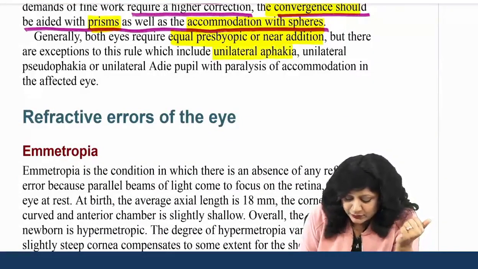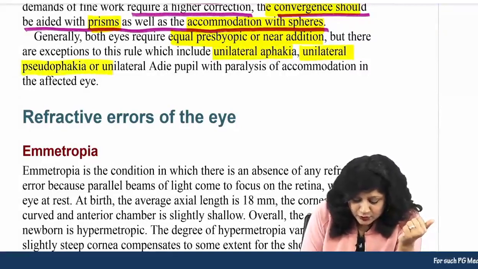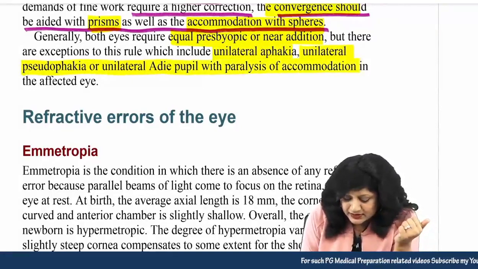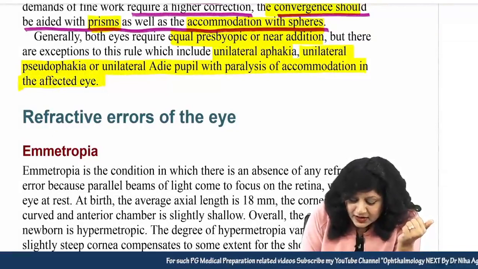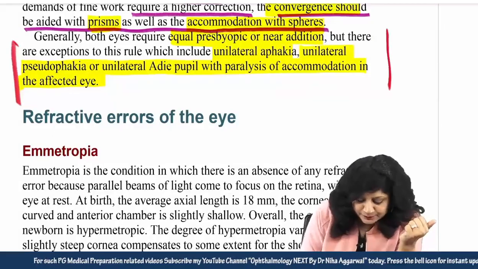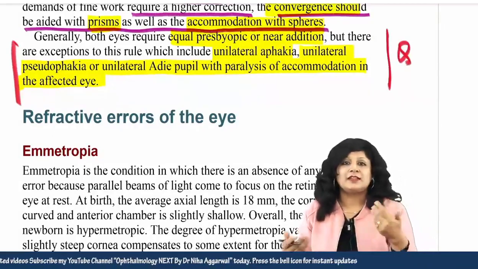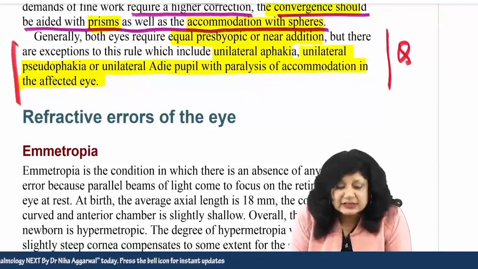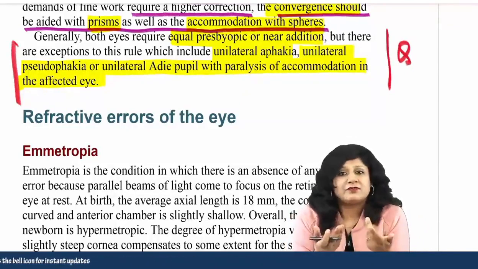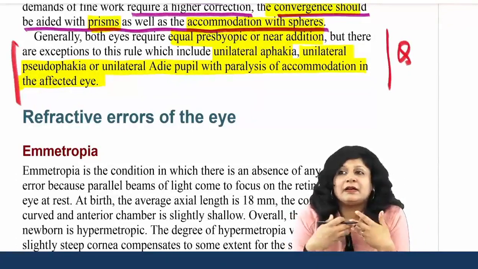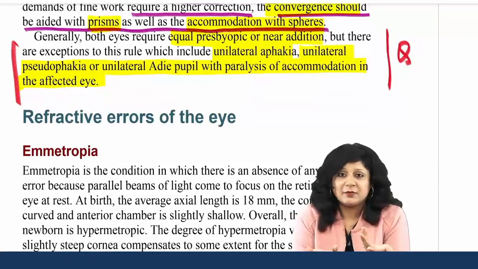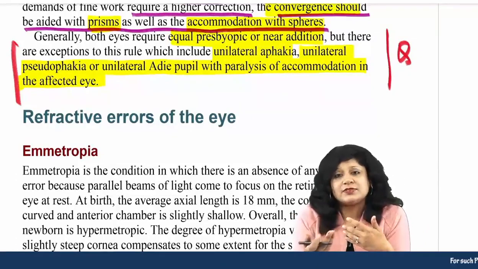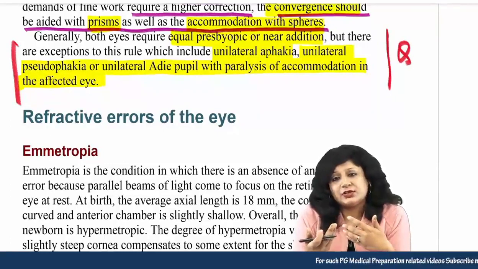Generally, both eyes require equal presbyopic or near addition, but there are exceptions, like unilateral aphakia, unilateral pseudophakia, or unilateral Adie's pupil with the paralysis of accommodation in the affected eye. Now this is something unique, because usually the first thought that comes to our mind is that near correction will be equal in both the eyes. By reflex we will say that yes, it will be equal, but there are certain exceptions where you will not get equal correction even for the near vision.